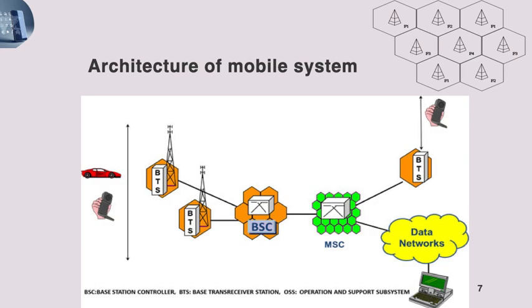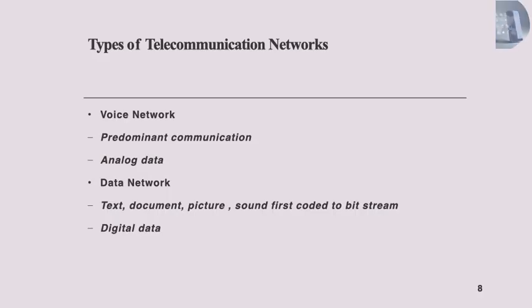So now we are going to discuss types of telecommunication networks. So voice networks are there. Predominantly voice communication and analog data is carried out in a voice network. Then data network is there. Two different types of telecommunication networks, voice network and data network. So in voice network, the communication using voice or analog data takes place.